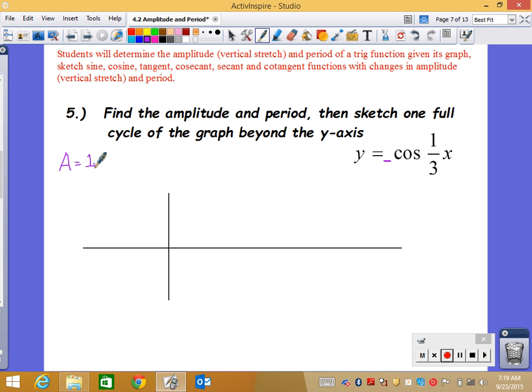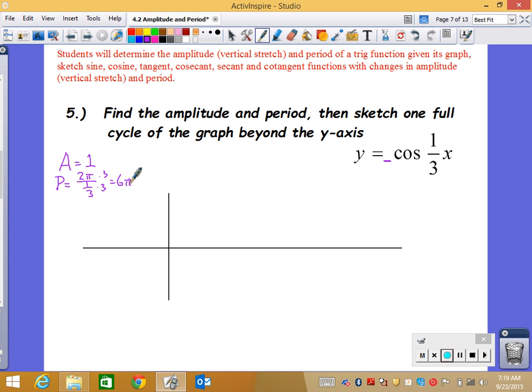What's my new period, though? My new period is going to be, well, 2 pi divided by my b value, which is 1/3. So I multiply by 3. My new period is 6 pi. So I have to stretch this thing out horizontally to 6 pi. I'm going to only graph 1 full cycle, so I only need to graph the cosine graph once.